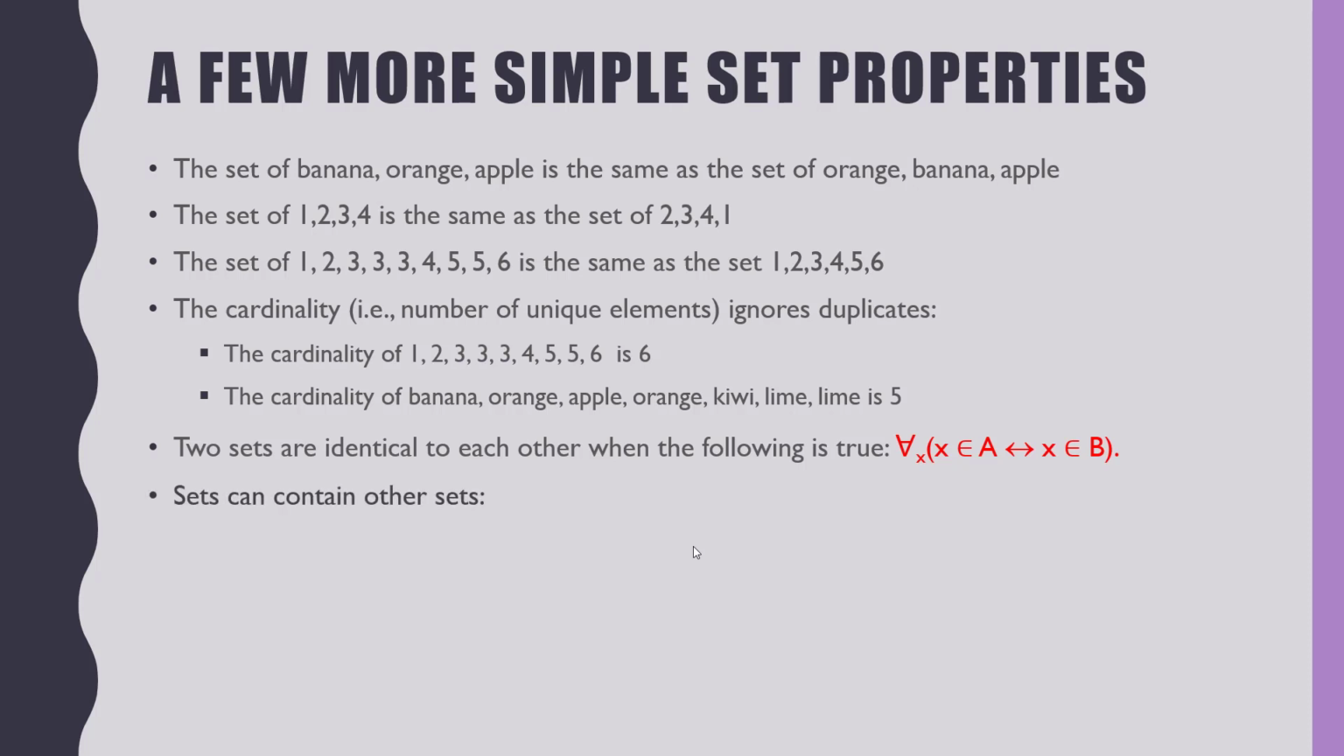So sets can contain other sets too, and this is where it gets nasty, all right? So for example, this is a legitimate set here. Orange, banana, and then the set of apple and orange, and then the set of orange, banana. What's the cardinality of that? Remember, cardinality is how many unique items are in the set.